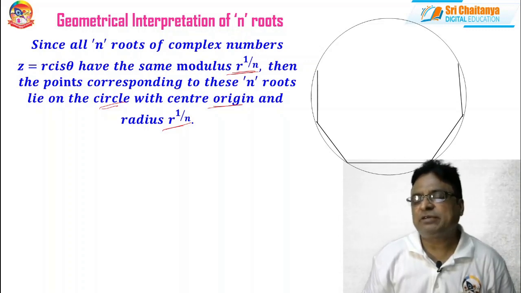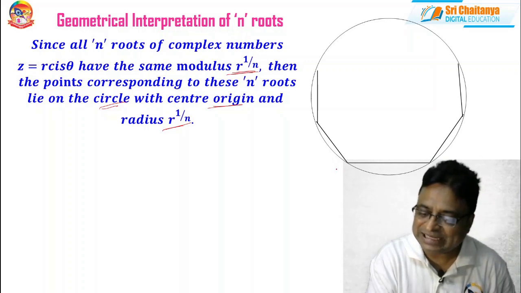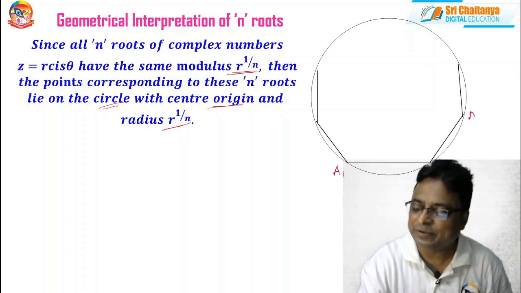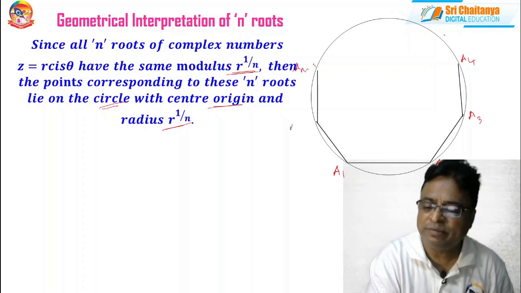So I may get what? A polygon of n vertices. So this is one root, I can say A1. This is another root, I can say A2. This is another root, A3. This is another root, A4, and so on. This is A(n minus 1), and this is what? My An.